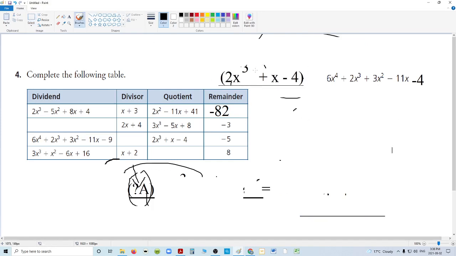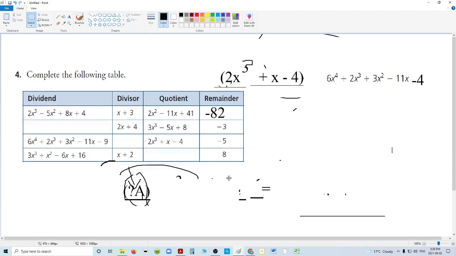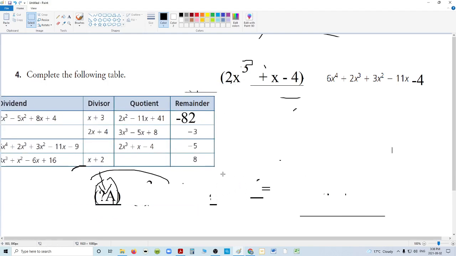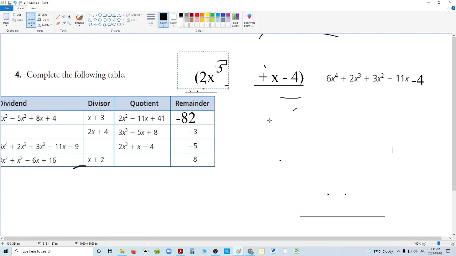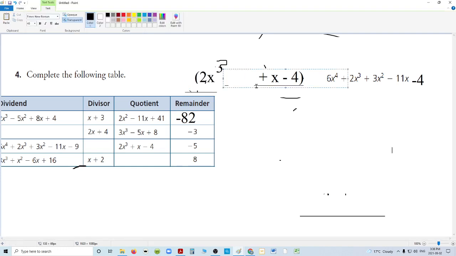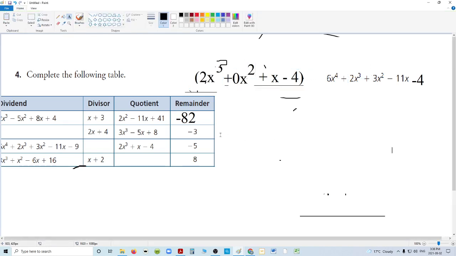Now notice we have a small problem. It's 2x cubed plus x. We're missing an x squared. But if I do it all, it will give me the divisor that I'm looking for. So all I would do is make a little bit of room here and add the missing x squared, which is plus 0x squared. And now all I have to do is do long division.